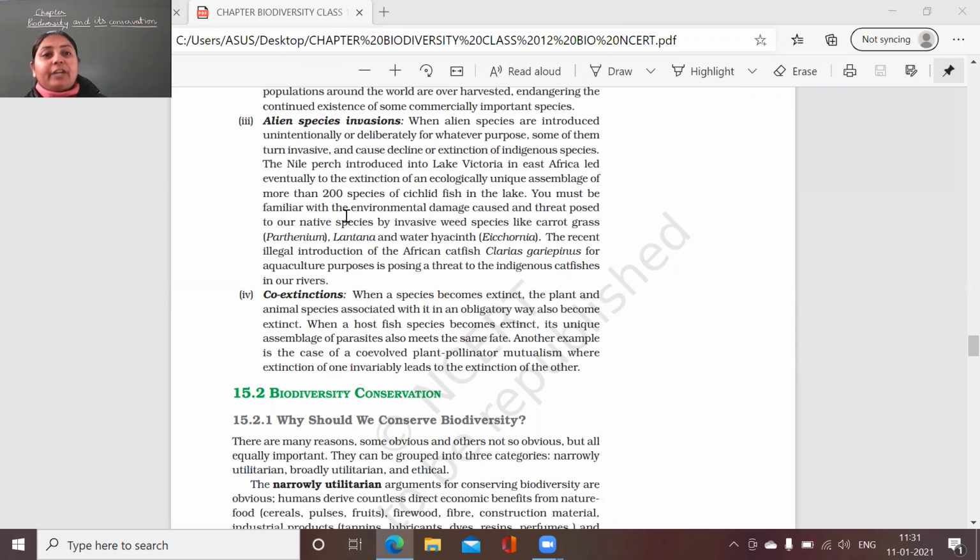So here you can give the example of Nile perch. Nile perch was introduced in Lake Victoria in East Africa, and what this species did was cause the extinction of some of the 200 species of cichlid fish that are the indigenous species of that lake.